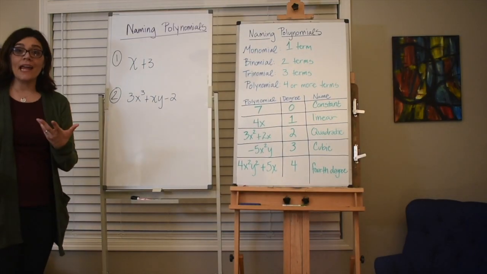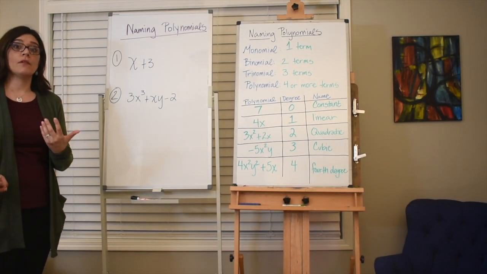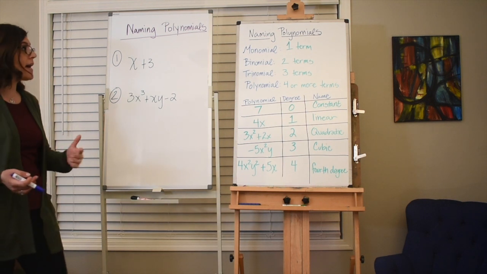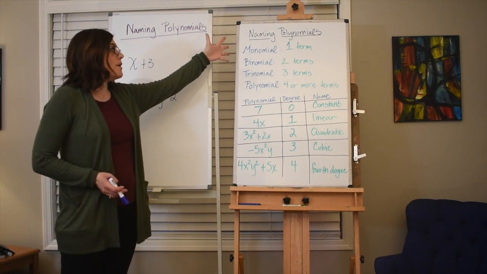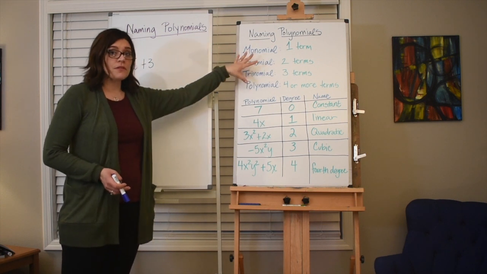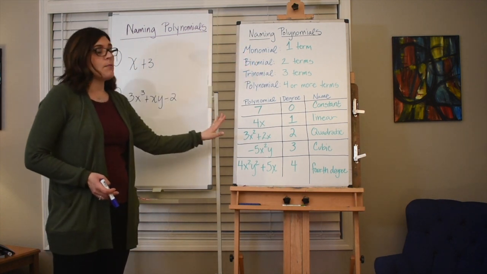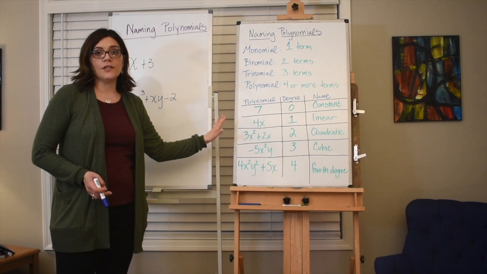So how do I name a polynomial expression? There are two parts, and it has to do with what you see on this whiteboard right here. We're naming it based on the number of terms, and we're naming it based on the degree of the polynomial expression.